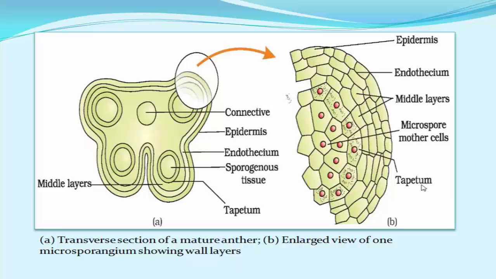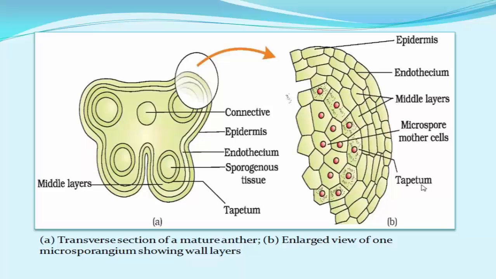Along with that, the callase enzyme is secreted by tapetum that separates the cells of pollen tetrad at the time of pollen grain formation. Even tapetum secretes pollen kit, which is oily deposition around the pollen grain normally observed in the pollen grains which are pollinated by the insects.